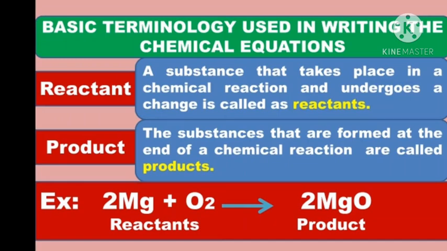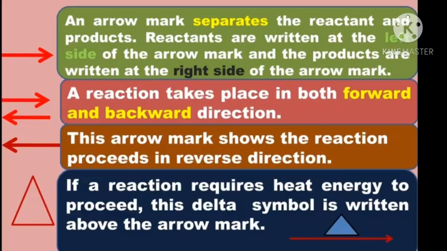In general, the reactants are written at the left side of the arrow mark and products are written at the right side of the arrow mark. An arrow mark usually separates the reactants and the products. Reactants are written at the left side of the arrow mark, whereas the products are written at the right side of the arrow mark. A reaction generally takes place in both forward and backward direction. The arrow mark facing towards the left side shows the reaction took place in reversible direction.